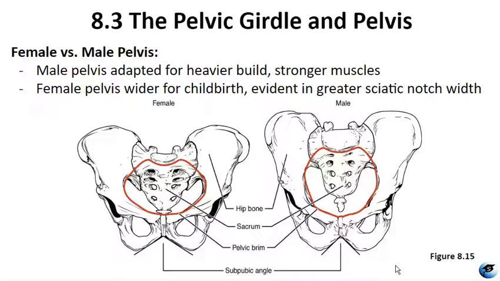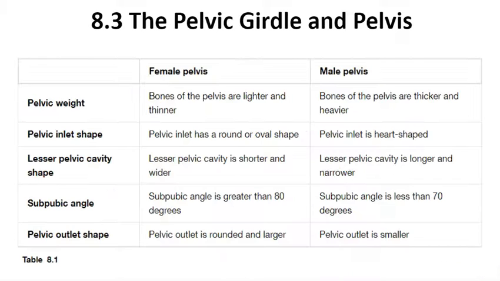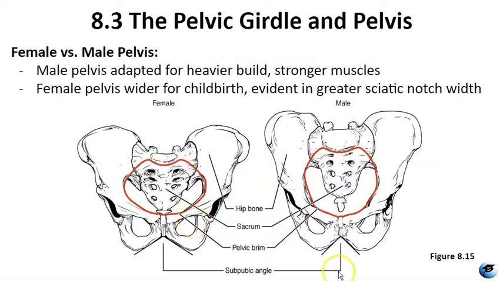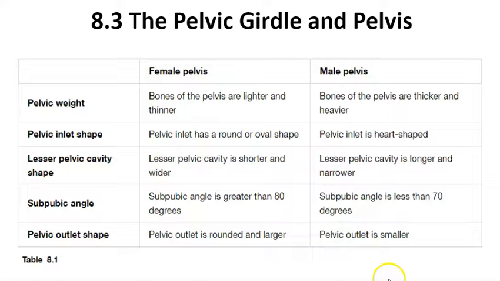Additionally, variations exist in the sacrum width, shape, and overall pelvic cavity dimensions, contributing to individual differences in pelvic morphology. These adaptations underscore the intricate interplay between skeletal structure and reproductive function in both sexes. Table 8.1 further outlines the key differences between the male and female pelvis in terms of weight, subpubic angle, that is this angle here, inlet, lesser cavity, and outlet shape as well.